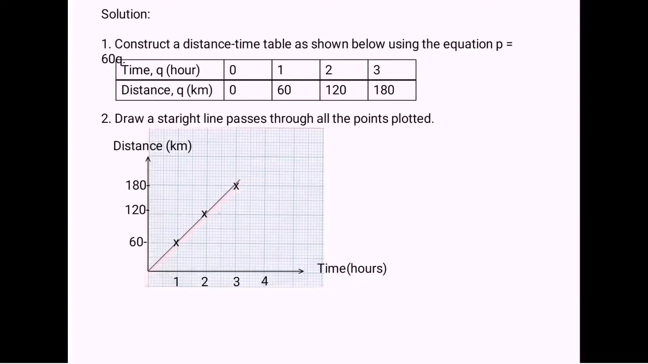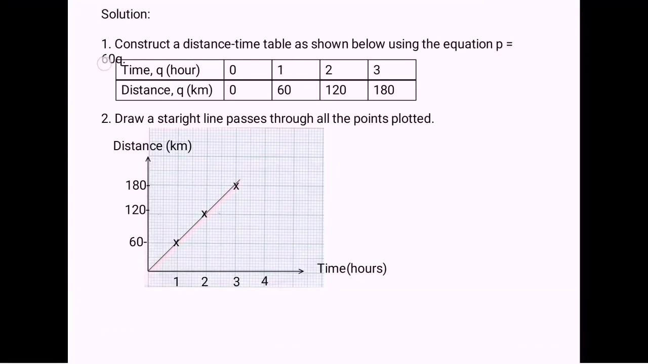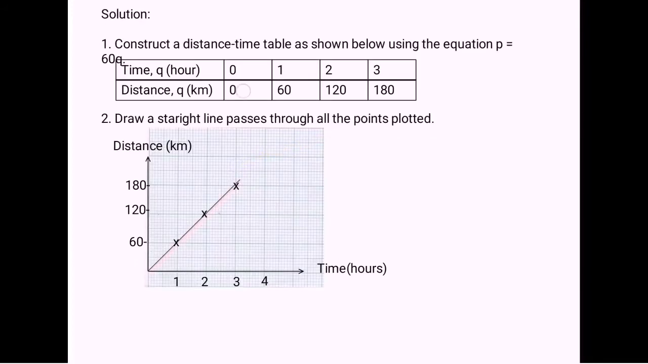First, we prepare a table. So we start from 0, 1, 2, 3. For distance, we substitute the numbers inside the formula, P equals 60Q. So we get 0, 60, 120, 180. So the second step, we draw a straight line that passes through all the points plotted.